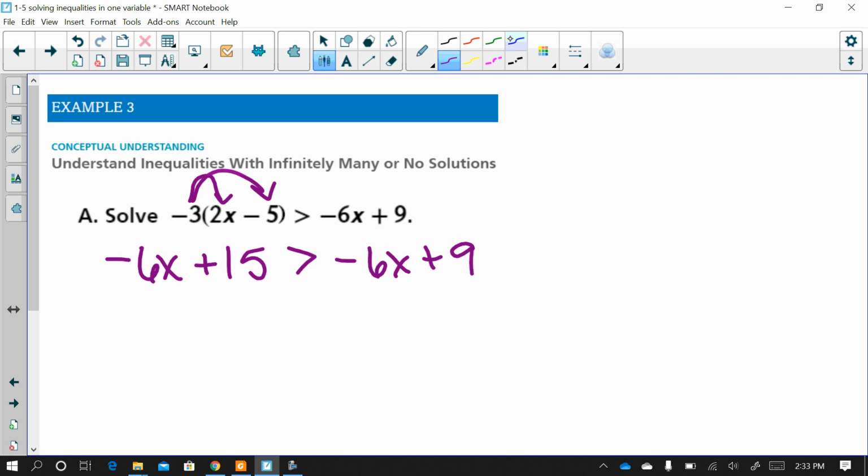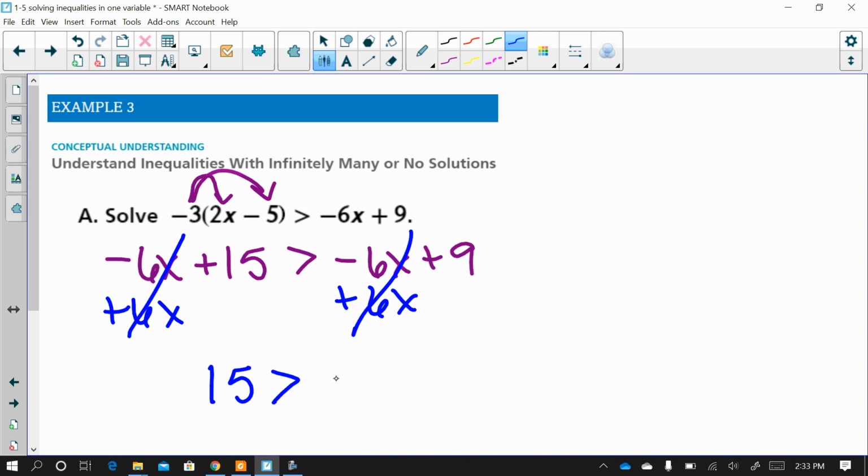Now what? Let's get all our x's together. I'm just going to go ahead and add this one. It's negative 6x plus 6x. Boom, that's gone. Negative 6x plus 6x. Oh, that's gone too. I'm left with 15 is greater than 9.